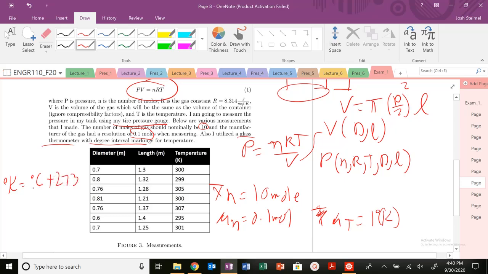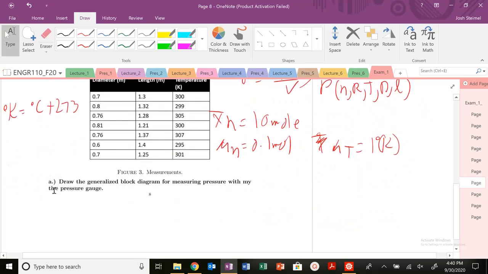Anyways, so that's it. Now we are asked to draw the generalized block diagram for measuring pressure with my tire pressure gauge. You do not have to do this in this course because we did not cover that generalized indirect measurement process in class. But you basically have a tire pressure gauge. It has a cylinder and there's a spring. So I'll do it for you.